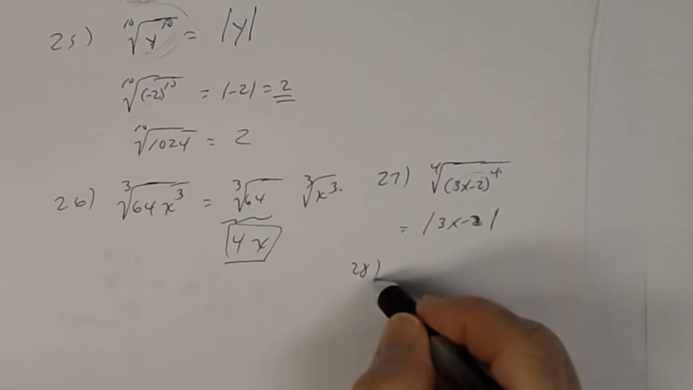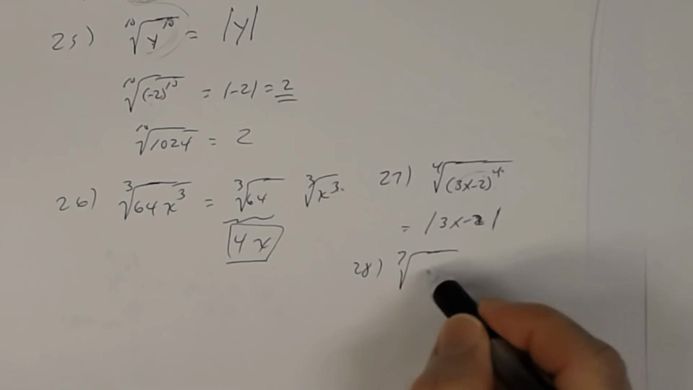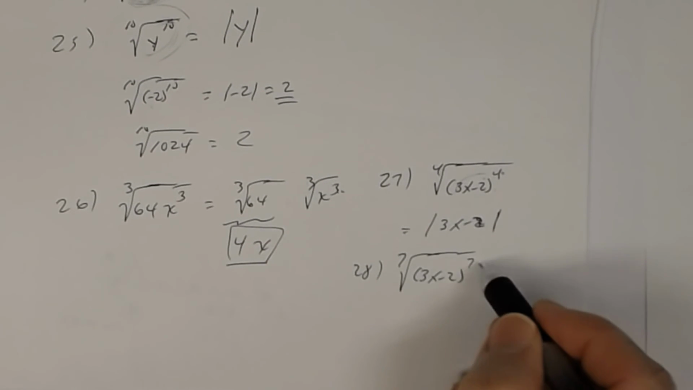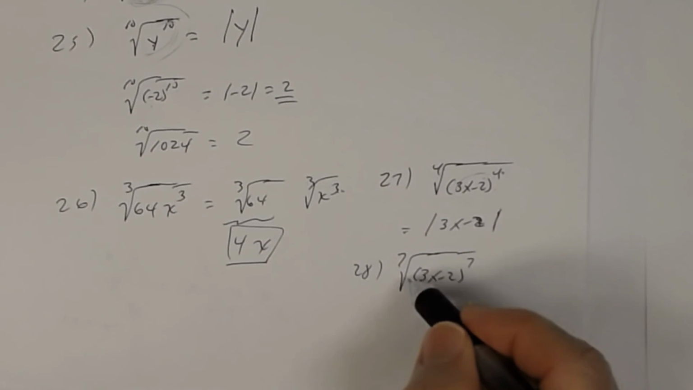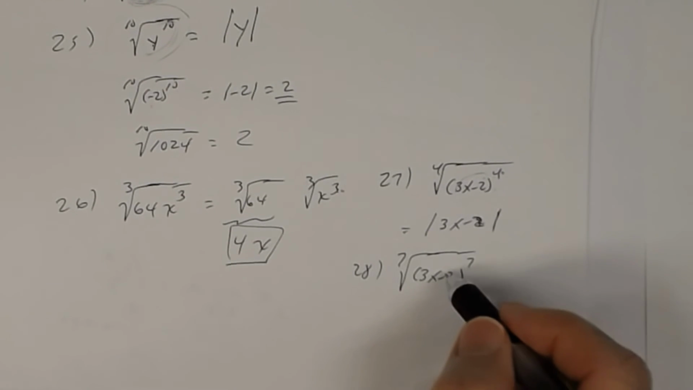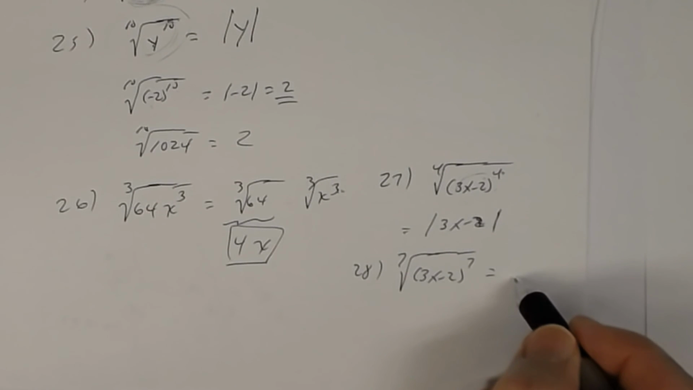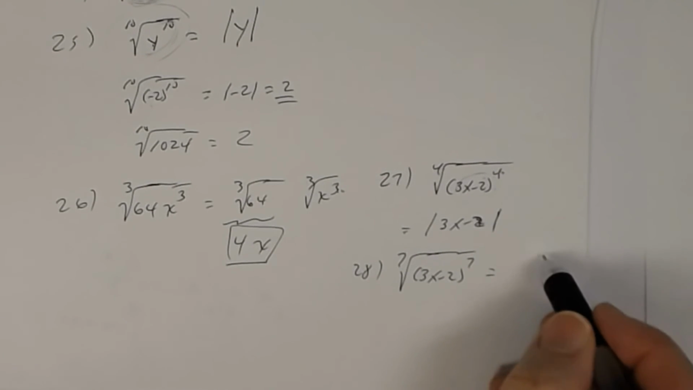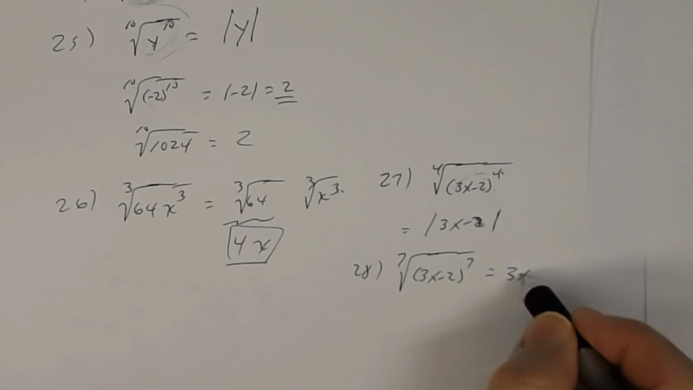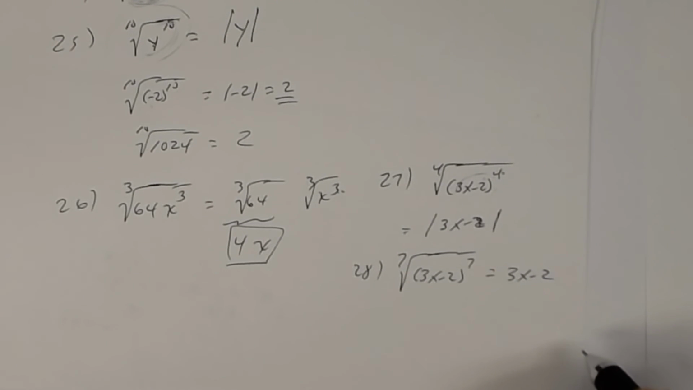And then 28, if you had the seventh root of 3x minus 2 to the seventh power, see, that's odd. So if that's negative, a negative raised to an odd power is still negative. The seventh root of a negative number is negative. So you cannot put that in absolute value bars, because if you put that in absolute value bars, it makes it positive. So leave it as 3x minus 2.